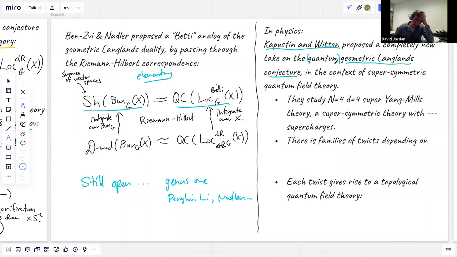I'll say what I mean by quantum in a minute. And they did this in the language of supersymmetric quantum field theory. Let's just not worry about that. I was giving a bit too much detail. So they're studying quantum field theory, which has the physicist notation N equals 4, D equals 4, super Yang-Mills theory. So the N refers to the fact that this is supersymmetric, so that it has a certain collection of what are called supercharges that act on the theory. D equals 4 just means that it's an invariant of some kind of four manifolds.